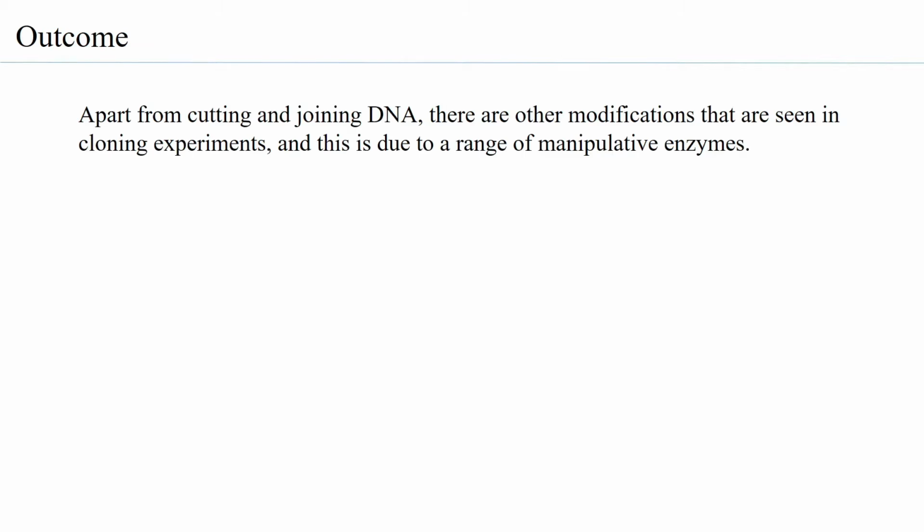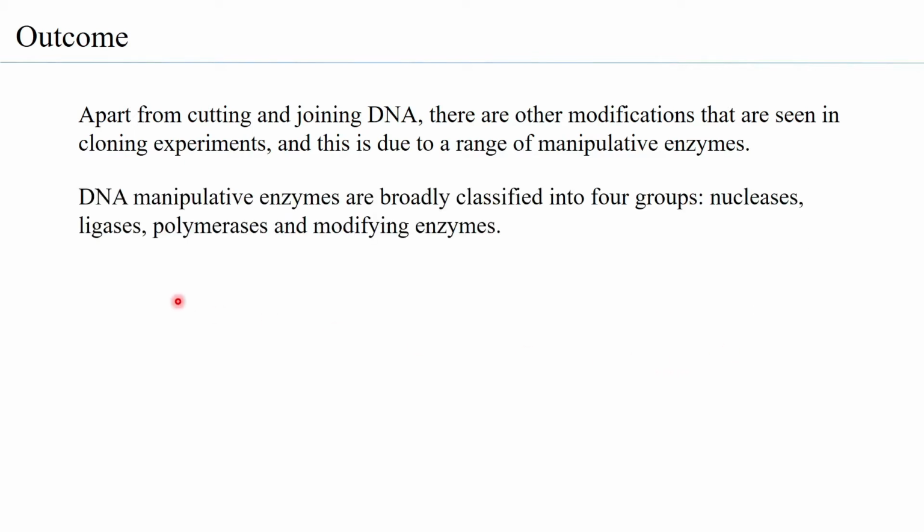So, apart from just cutting and joining DNA, as one observes in the basic steps of gene cloning, where the first step itself is cutting and the second step involves joining, you have, other than these two, other modifications that are also seen in cloning experiments. And this has been possible because of a range of manipulative enzymes. Now, the DNA manipulative enzymes are broadly classified into four groups, and they are nucleases, ligases, polymerases, and modifying enzymes.